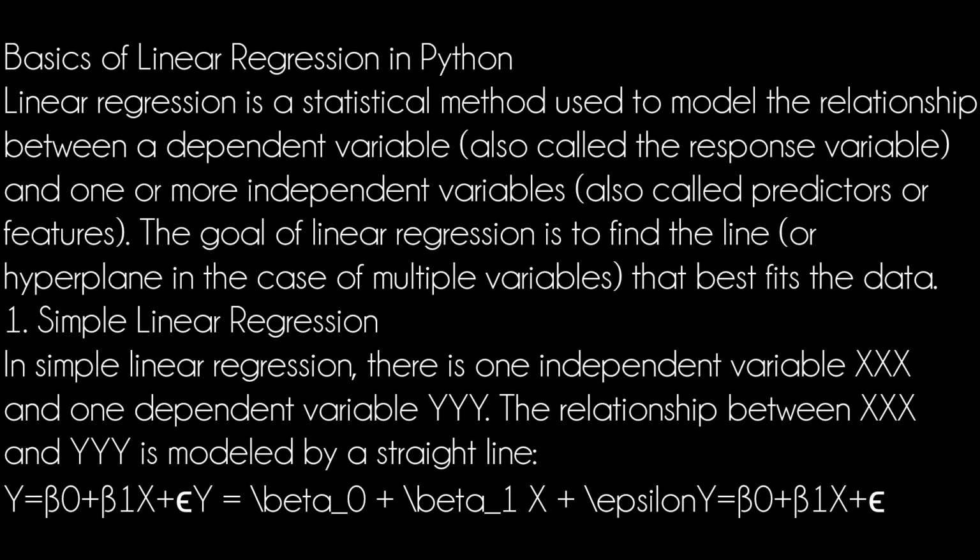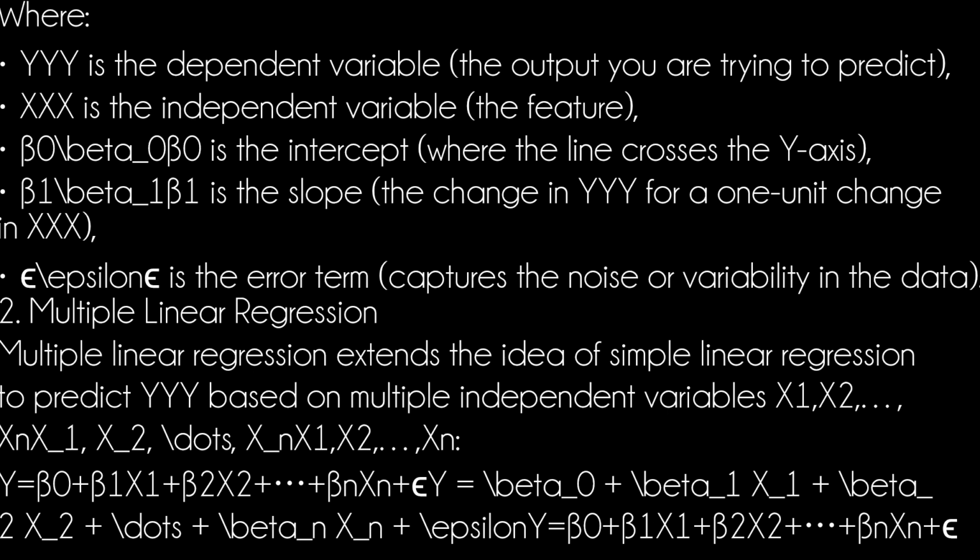Simple linear regression. In simple linear regression, there is one independent variable x and one dependent variable y. The relationship between x and y is modeled by a straight line. Next is multiple linear regression.